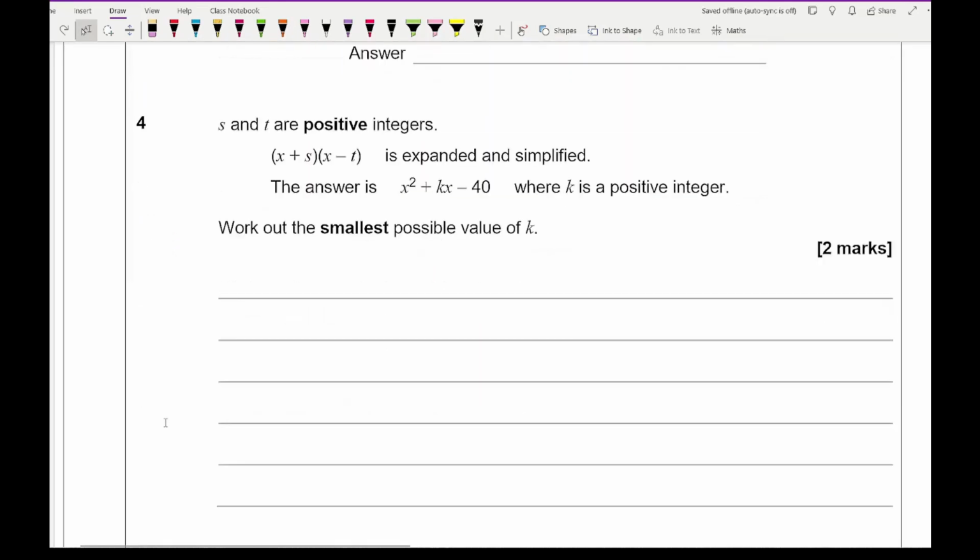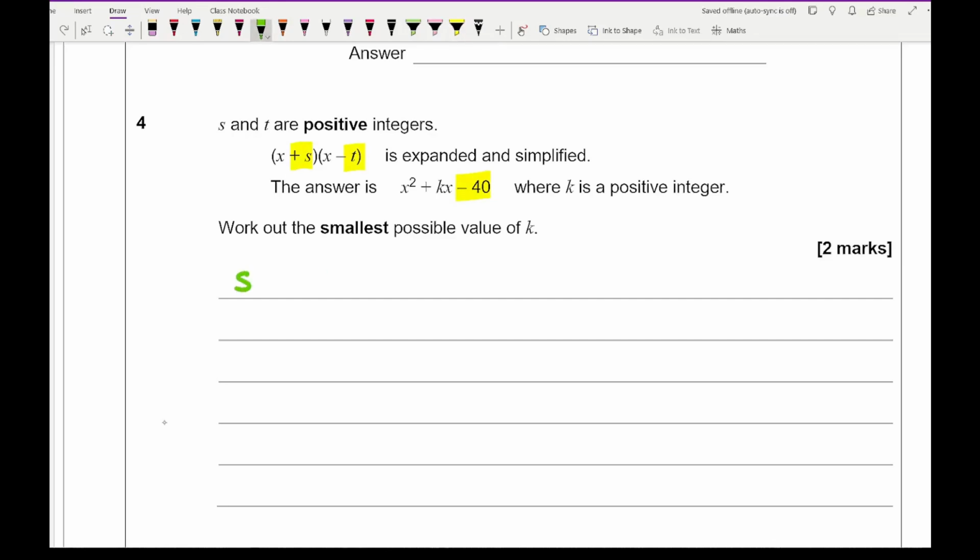Moving on to question 4, it says s and t are positive integers. x plus s multiplied by x minus t is expanded and simplified. The answer is x squared minus kx minus 40, where k is a positive integer. Work out the smallest possible value of k. Well, first things first, with quadratics, this constant is made up by multiplying these two terms together.